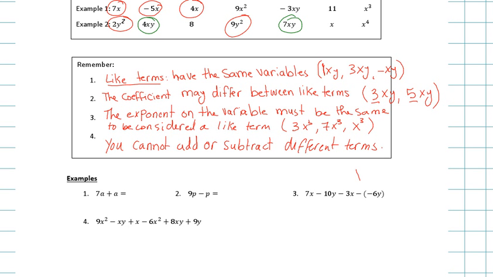So the first example says 7a plus a. What would that give me? 8a. Because remember the coefficient here is a 1, so 7 plus 1 is 8a. You see that the variable stays the same, it does not change. How about the next one? 9p, take away p. 8p.